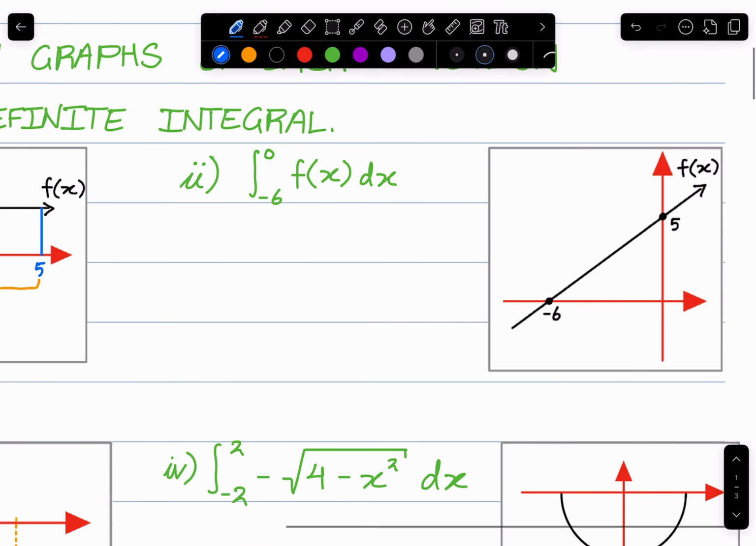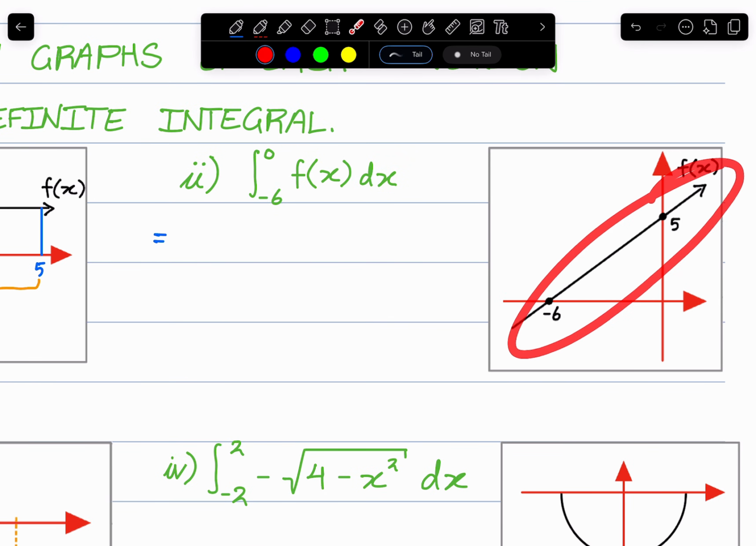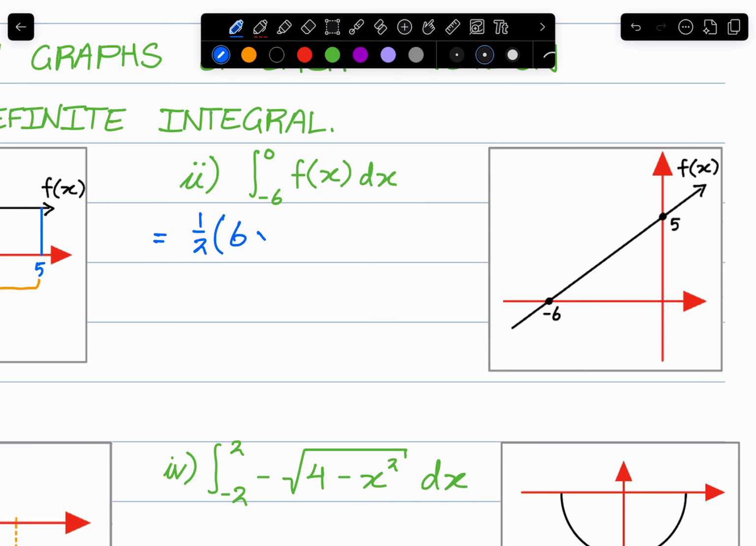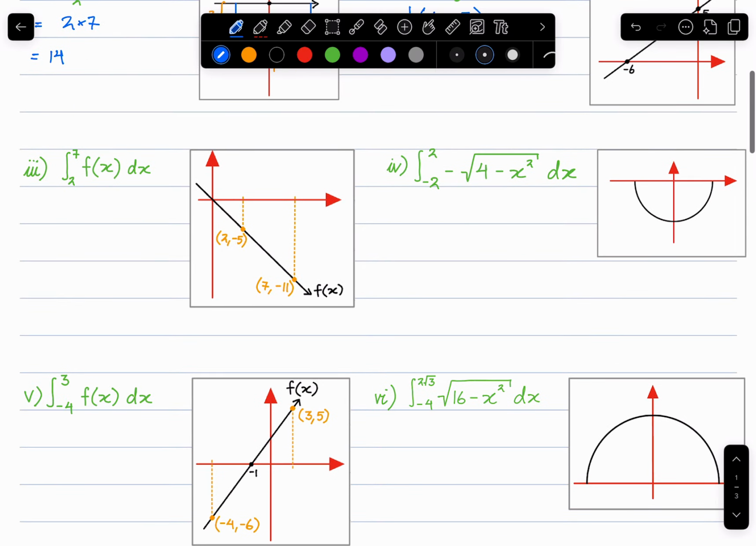Likewise with this one, we are finding the definite integral of this graph from negative 6 to 0, and I've shown the intercepts here. From negative 6 to 0, I hope you can see that this is really a triangle. So the area of this is just going to be half the base, from negative 6 to 0, so half of 6 times a height of 5. That's really half of 30, which is 15. Okay, so let's move on.